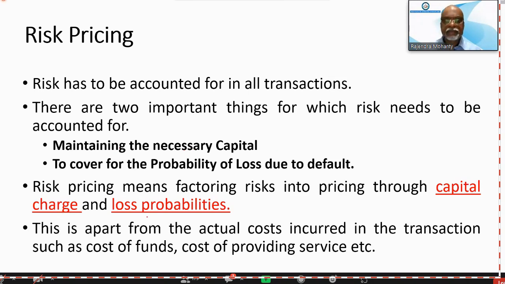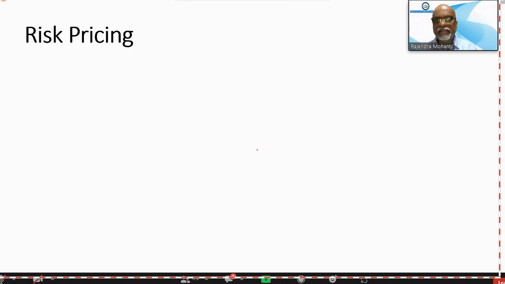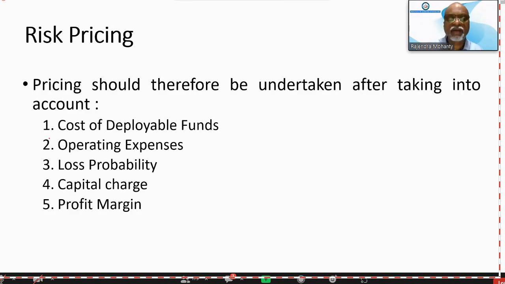Now, this is apart from the actual cost incurred in the transactions, such as cost of fund and cost of providing services. So that is what, when I asked what are the factors which decide the rate of interest, because these are the factors. So cost of deployable fund, or we can call this cost of fund. Cost of the fund means whatever deposit you are having from the public, what is the interest you are paying to them? That is your cost. So you are borrowing money from the public as a deposit.